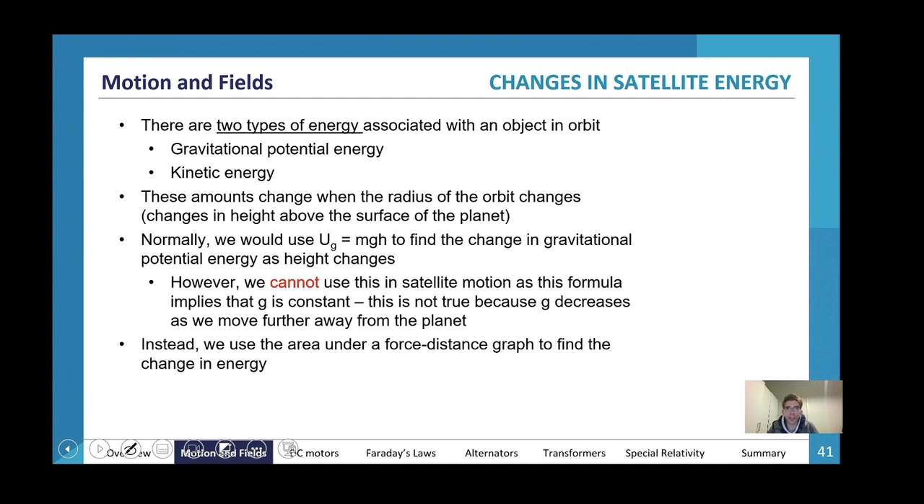Now let's talk about the changes in satellite energy. There are two types of energy associated with an object in orbit. There is gravitational potential energy and there is kinetic energy. These amounts change when the radius of the orbit changes.